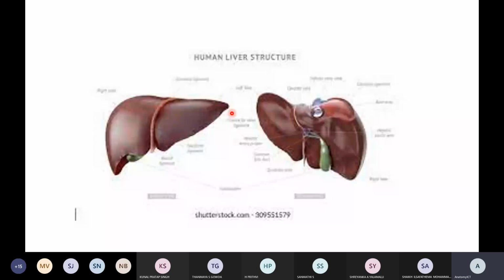That is how the diaphragmatic surface of the liver is in relation to the diaphragm. The peritoneum that encloses the liver also attaches to the diaphragm, which divides the liver into two major lobes, the right and the left lobe.